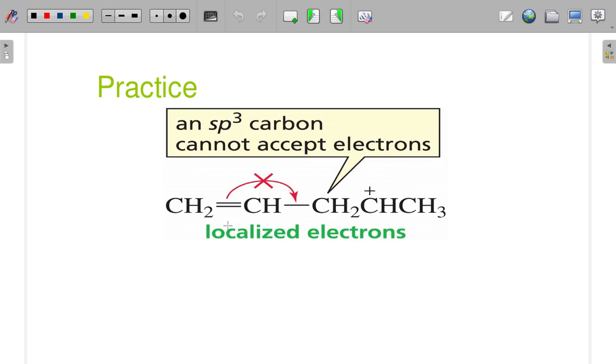Now, if I put too much space between the double bond and the carbon, I don't get that stabilization because moving this thing over here doesn't affect that cation. We would have to have the cation on this location. So it has to be allylic, it has to be right next to that double bond, or else it doesn't give us any benefit whatsoever.